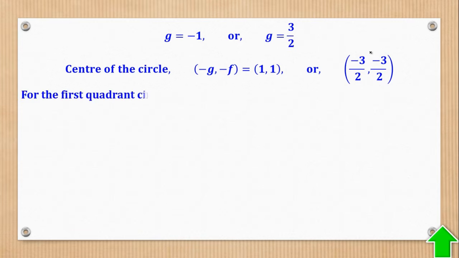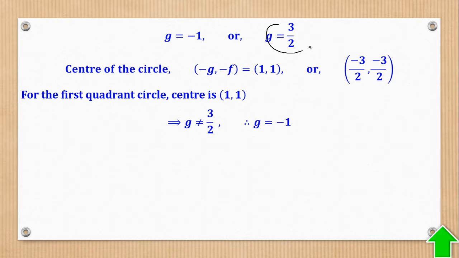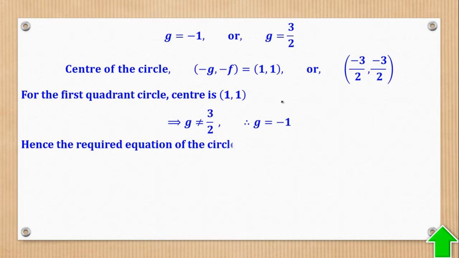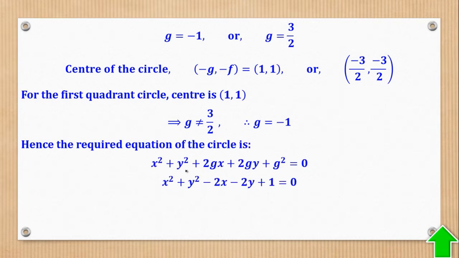But remember, they told us that the circle must be in the first quadrant. Therefore the correct center will be this, because this one is in the negative, in the third quadrant. Therefore that implies that g cannot be equal to this. Therefore the correct value of g is that. Hence the required equation of the circle will be, remember this is what we had, so I'll substitute for g to come up with that.